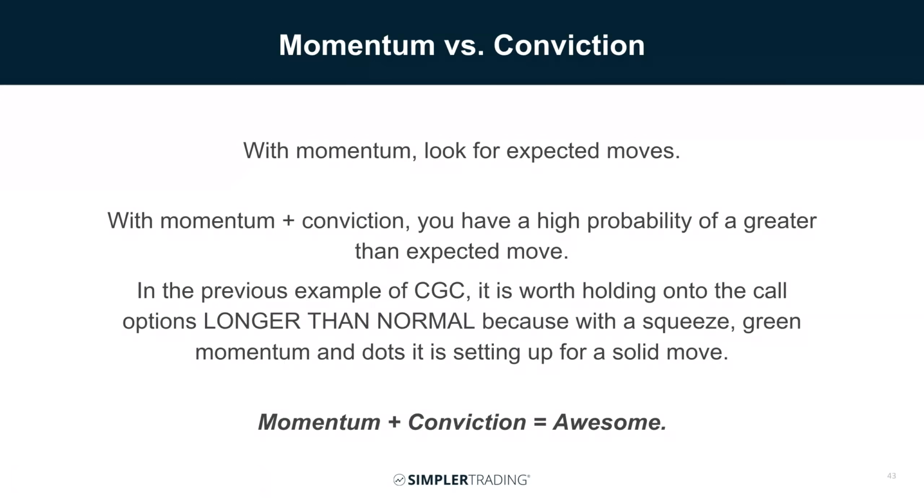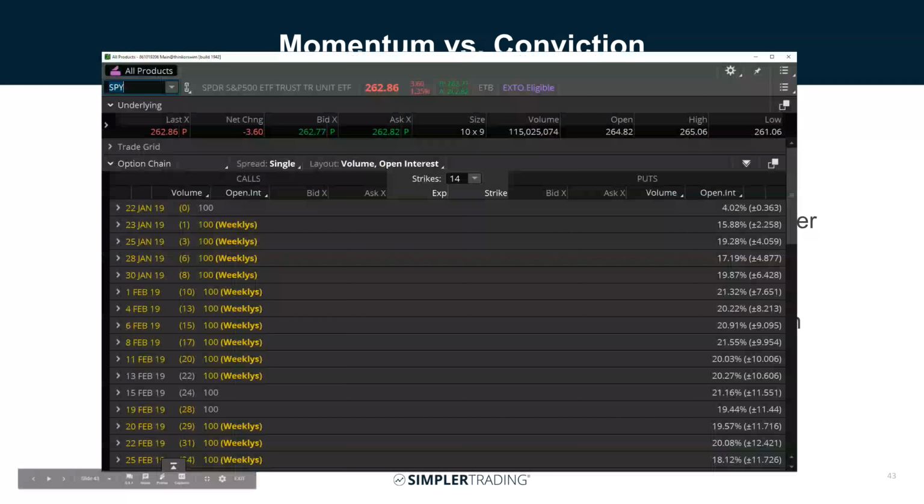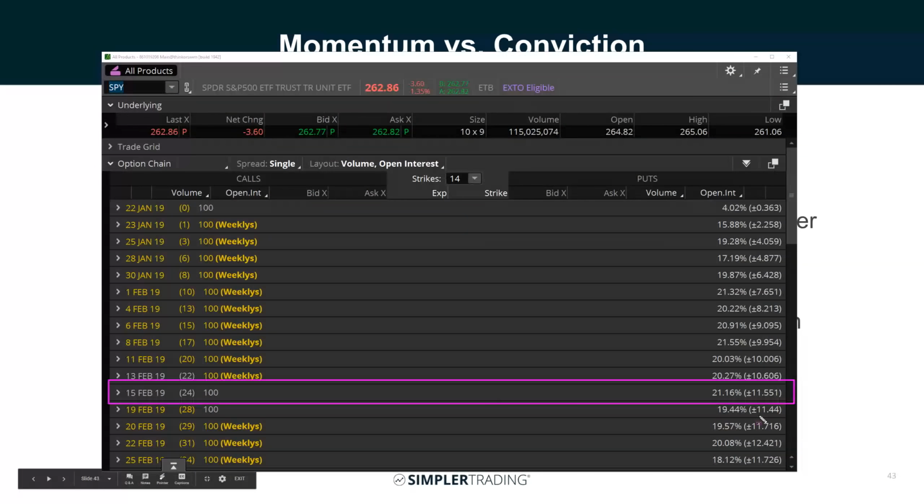Momentum versus conviction, all right? And by the way, when I say expected moves, I mean essentially what is priced into the options. If you're familiar with that, let's look at the spiders. We can see that the market makers for the February monthly options have priced in a move of plus or minus $11.55 either way.